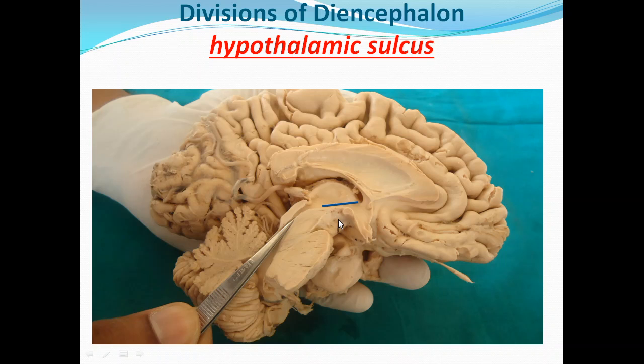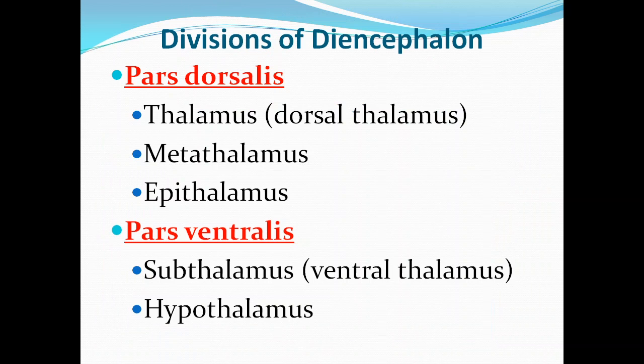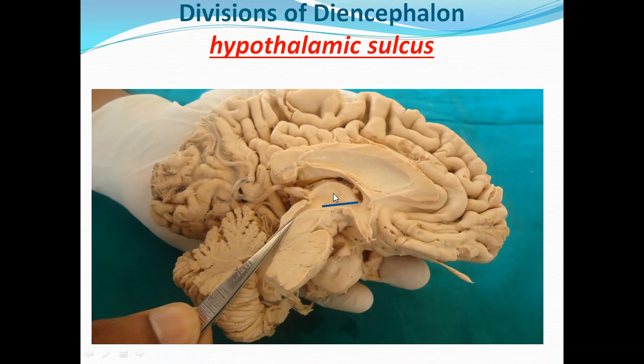Now I will tell you the components of pars dorsalis and pars ventralis. Pars dorsalis consists of three components: one is thalamus, second is metathalamus, and third is epithalamus. And pars ventralis consists of subthalamus and hypothalamus. Here you can see once again, pars dorsalis consists of thalamus, metathalamus and epithalamus, and pars ventralis consists of hypothalamus and subthalamus.